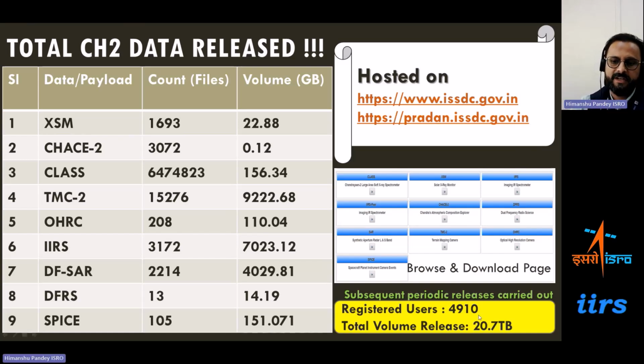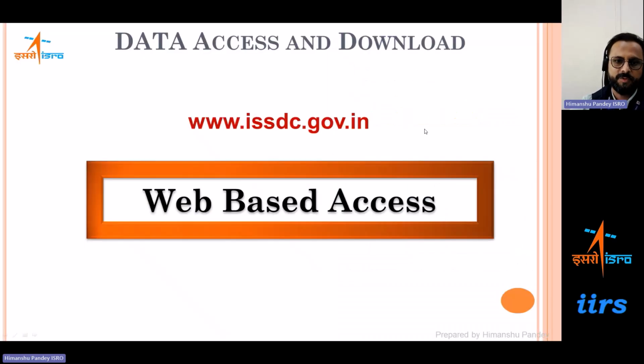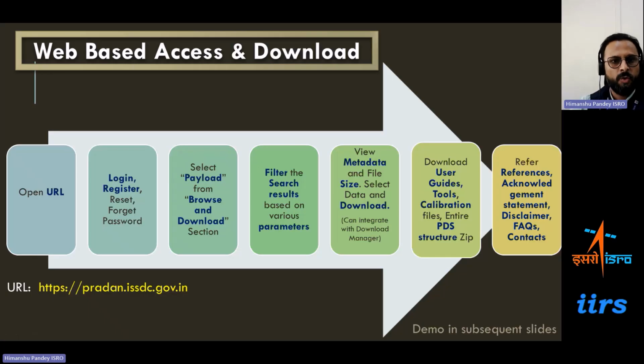As of now, around 28 terabytes of data is registered. Till now, 4,900 users are registered. This is the website; you can note it down, and it shows the details. It is accessible via web-based access. To access, you have to open the URL given here and log in. There are other features: if you have already logged in, you can reset your password. Once you have successfully logged in, you can select the payload and go to the browse and download section.